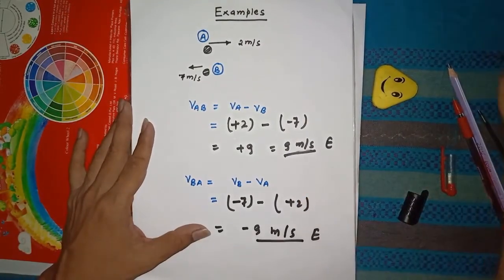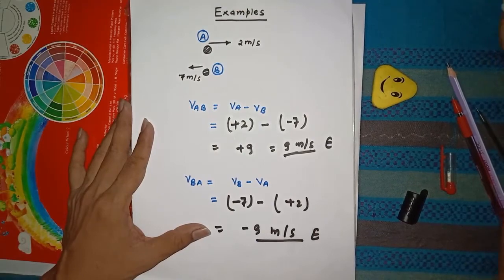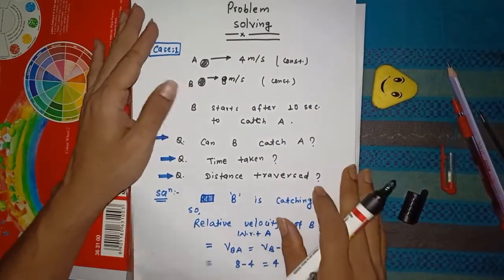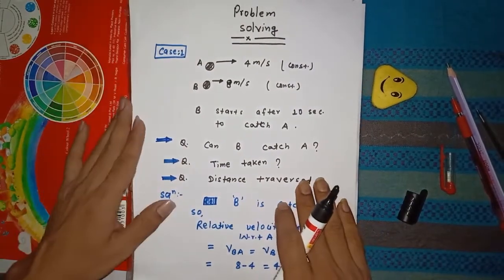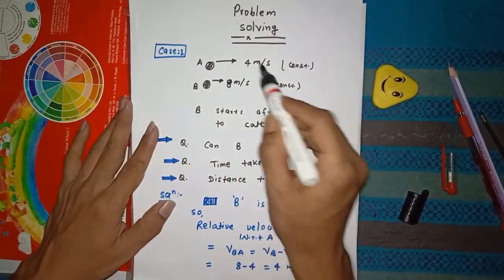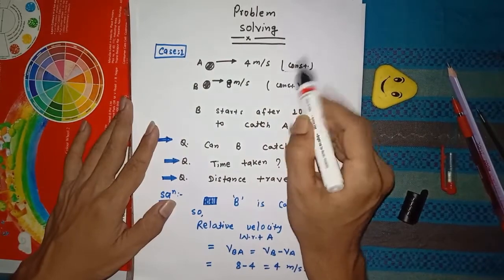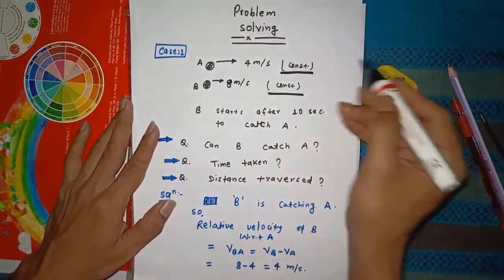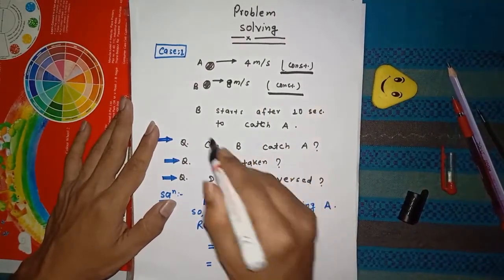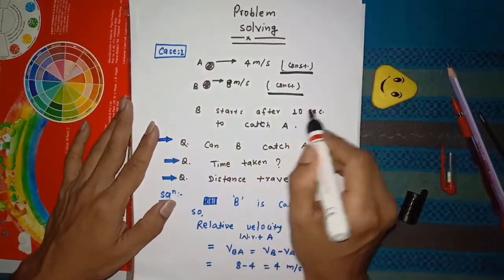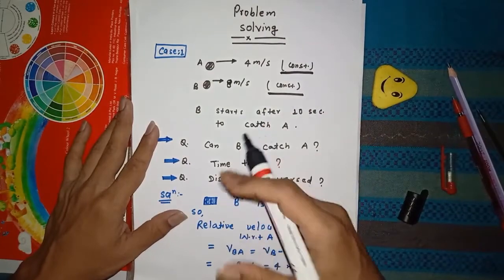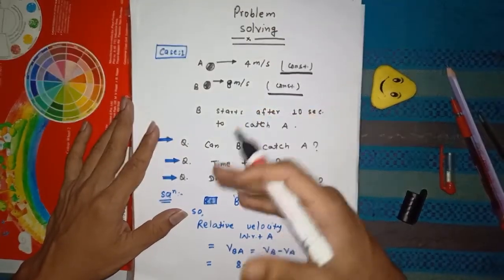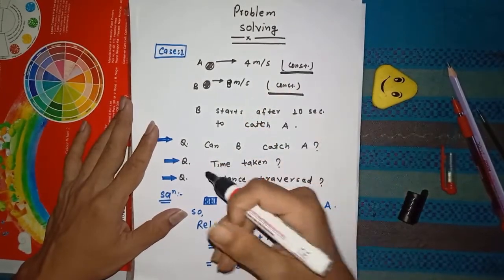Now, how can you solve the problem? I am giving you some problems so that you can become skillful in this matter. A body A moves with 4 meter per second constant velocity, and B also moves with 8 meter per second constant velocity in the eastward direction. But B starts after 10 seconds to catch A. It is like a police and thief problem, or a car racing problem to overtake a car.